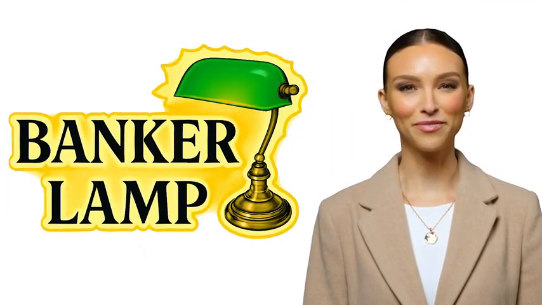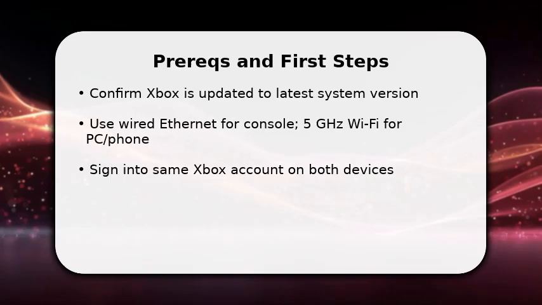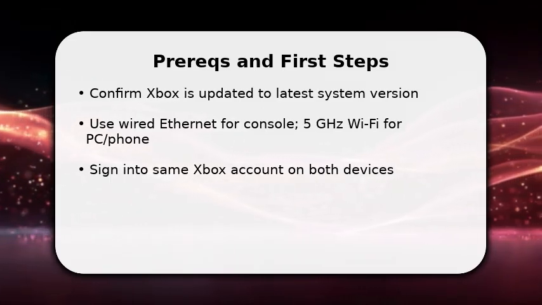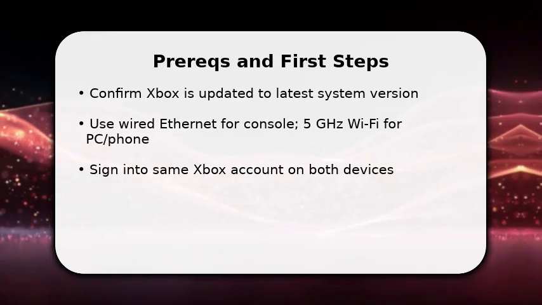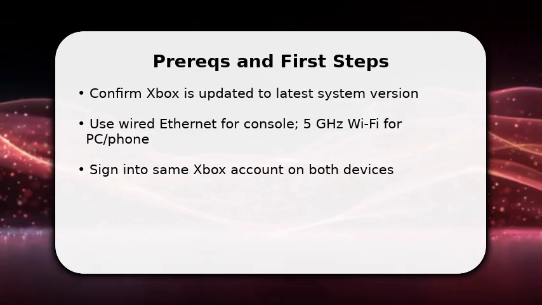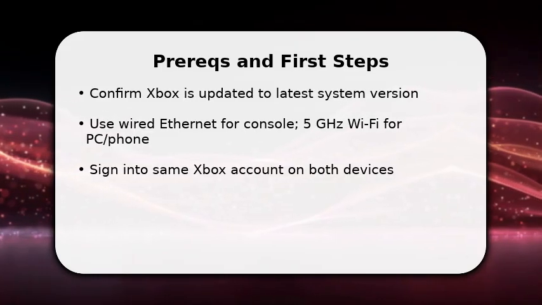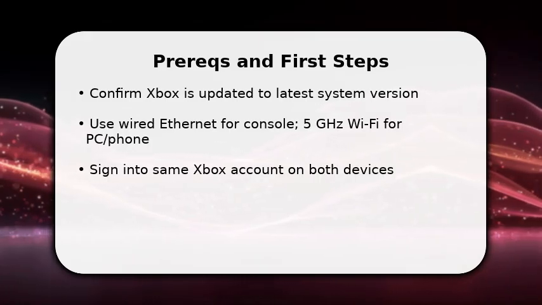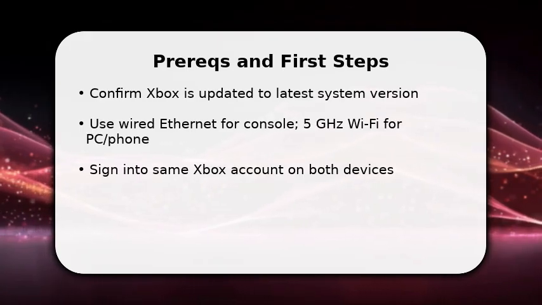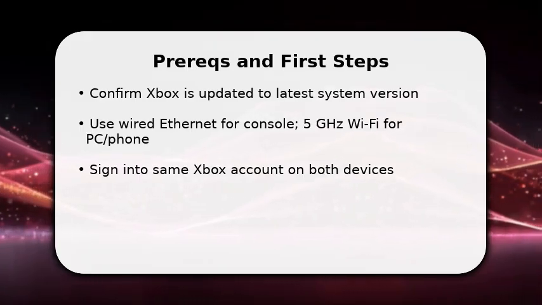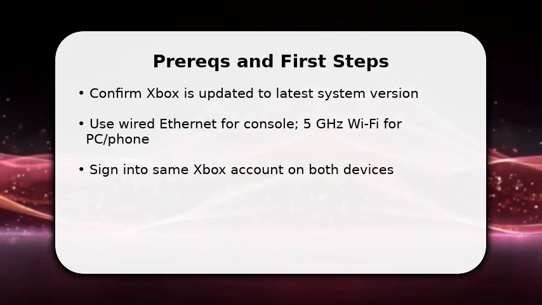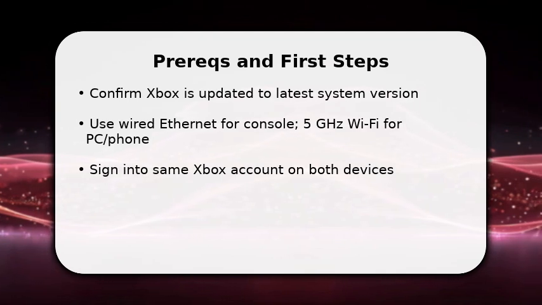Please enjoy the video. You start by confirming prerequisites so nothing blocks the stream. Make sure your Xbox has the latest system update and that you're signed into the same Xbox account on both the console and the device you'll use for remote play. Once done, connect your console via wired Ethernet for stability and put your phone or PC on a 5 GHz Wi-Fi network to reduce latency. Now enable remote features in console settings so the console accepts incoming remote connections.